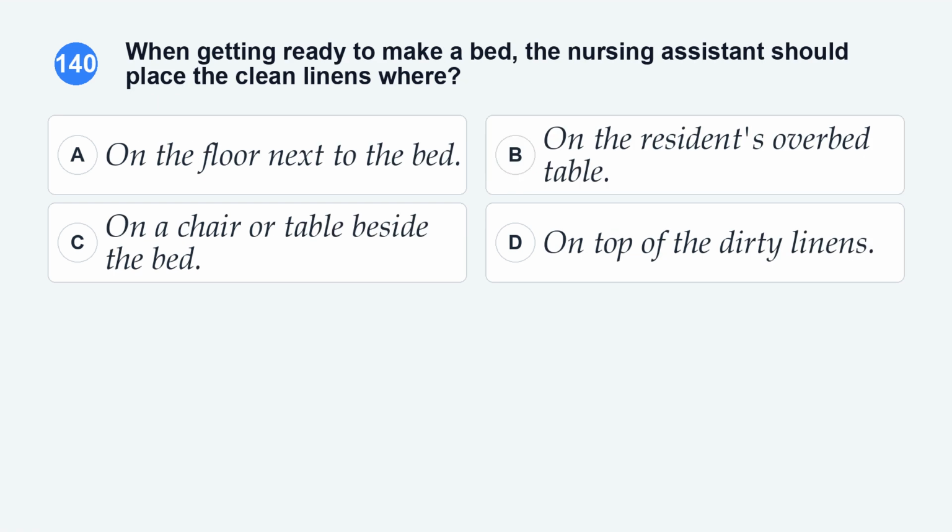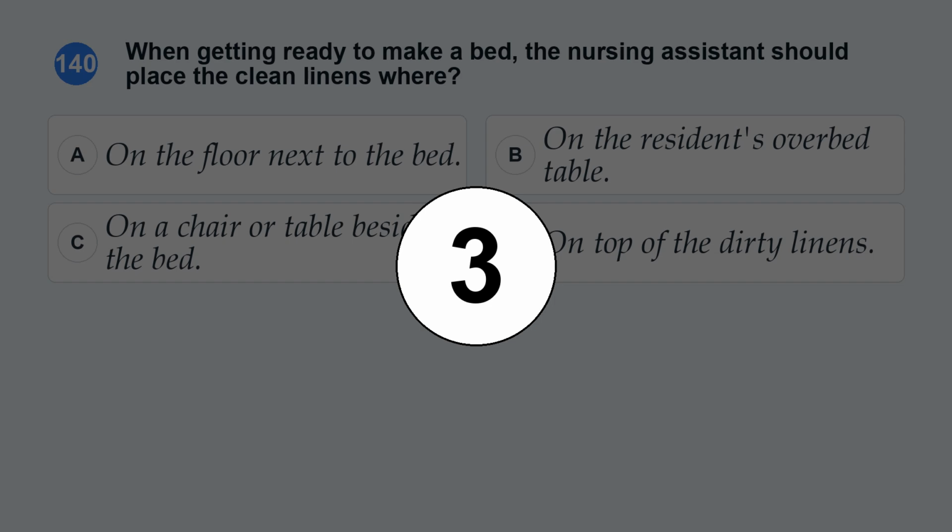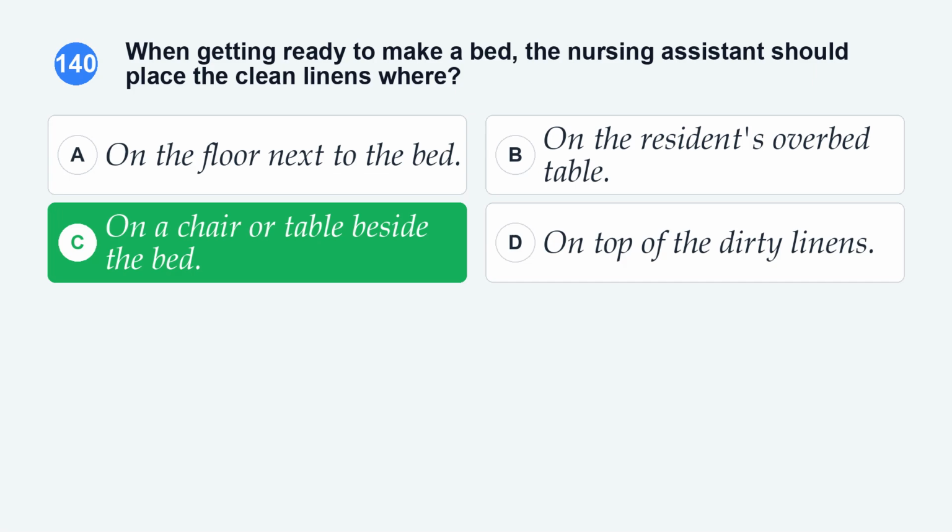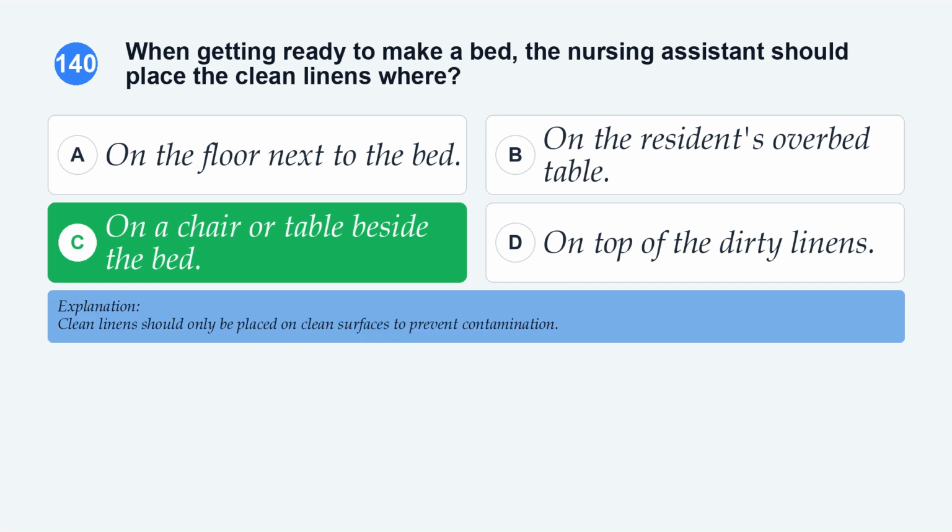Question 140. When getting ready to make a bed, the nursing assistant should place the clean linens where? Option A. On the floor next to the bed. Option B. On the resident's overbed table. Option C. On a chair or table beside the bed. Option D. On top of the dirty linens. The correct answer is option C. On the chair or table beside the bed. Explanation. Clean linens should only be placed on clean surfaces to prevent contamination.